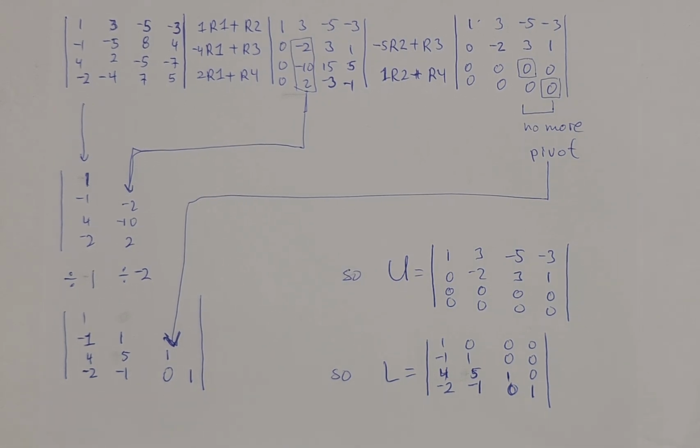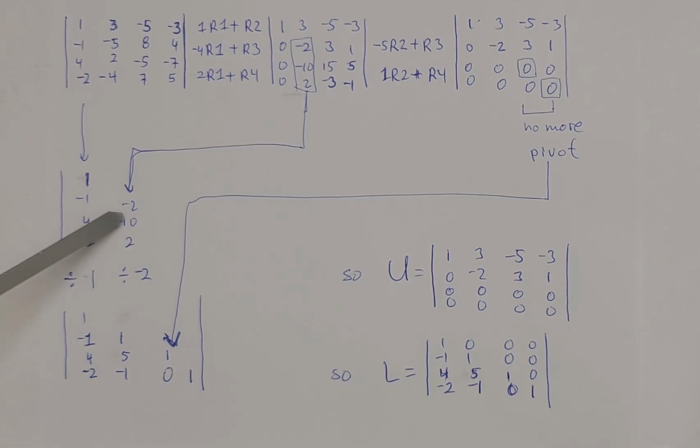Okay, so here we go. We want a 1, which we already have, but just for the fun of it, we'll divide by 1 so you can see that it's divided. 1 divided by 1 is 1. Negative 1 divided by 1 is negative 1. 4 divided by 1 is 4. Negative 2 divided by 1 is negative 2.